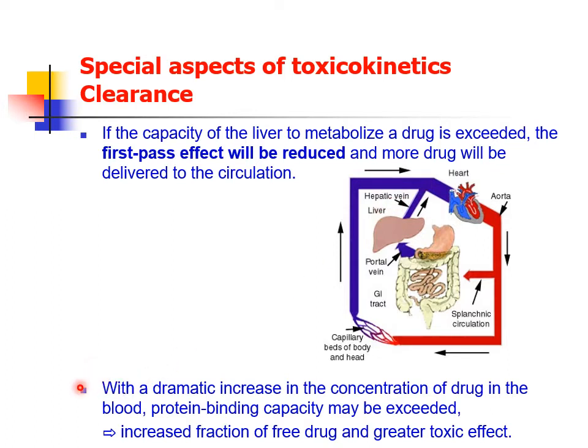With a dramatic increase in the concentration of the drug in the blood, protein binding capacities may be exceeded. You already know that the drug is either free on its own or bound to protein. If the concentration of the drug is increased, protein binding capacity may be exceeded. So, there is an increased fraction of the free drug and greater toxic effect.